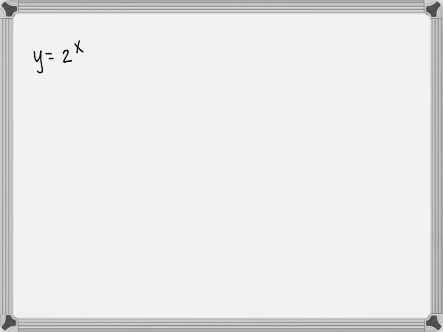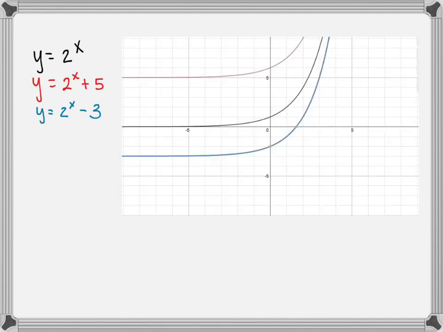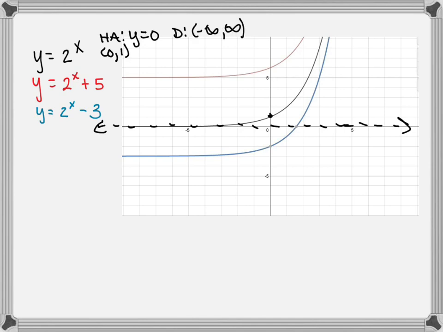Okay, again, looking at our parent function y equals 2 to the x, we'll also look at y equals 2 to the x plus 5, and y equals 2 to the x minus 3. Here we have a graph with all 3 of these graphed on it. Our parent function again is in black, and has a horizontal asymptote at y equals 0. And again, our parent function has a y-intercept at 0, 1, and its domain is all real numbers, and its range goes from 0 to infinity.